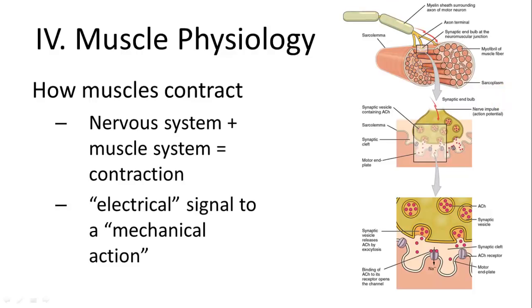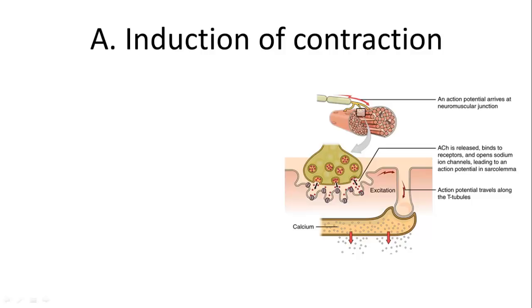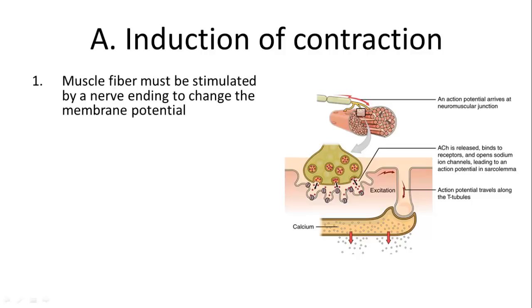And it's an electrical signal, so we all know our brains operate on electricity. The signals they send are changes in voltage, and that's going to then initiate the contraction mechanism. But the actual contraction itself is a mechanical action. It's a physical force where something's actually moving. So you're converting electrical signals to mechanical action. So induction is the first step of contraction, and this involves the stimulation of that muscle fiber.